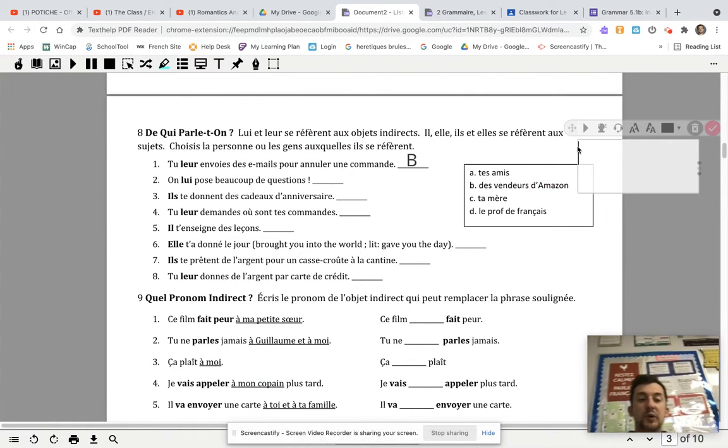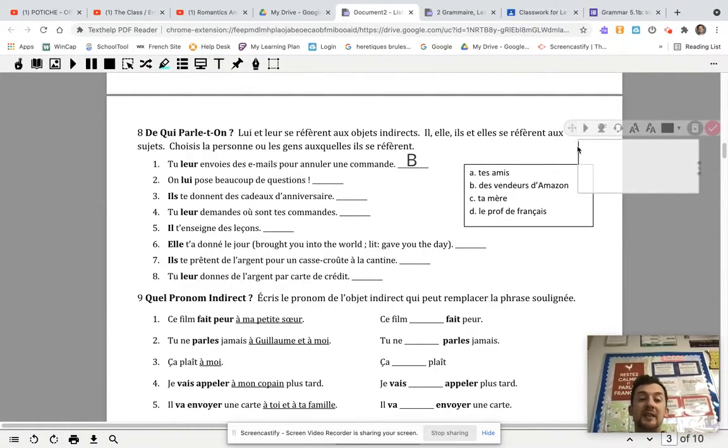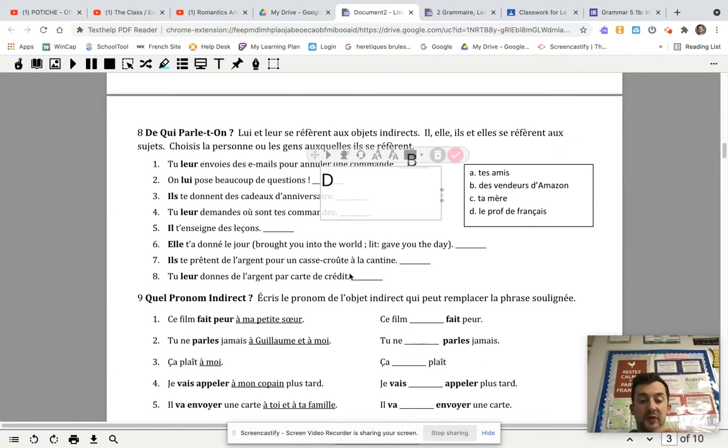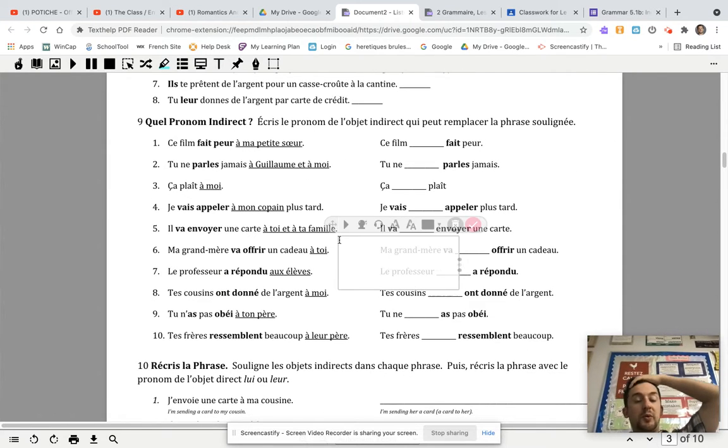So number 2, it says, on lui pose beaucoup de questions. One poses lots of questions to him. Well, that could be your friends, right? No, it cannot. Why? Think about that. It cannot be your friends because leur refers to a group of people, lui refers to him or her. So could it be your mother? Yeah, it could. Or it could be le prof de français. I'm going to say that it's probably D, le prof de français. D'accord? All right, numéro 9, quel pronom indirect? Which indirect object pronoun?